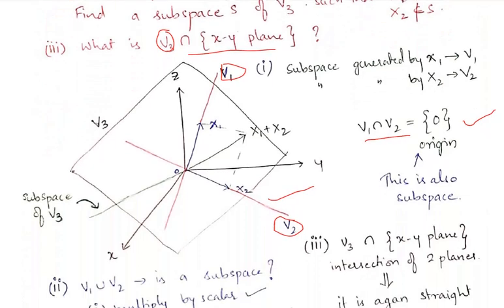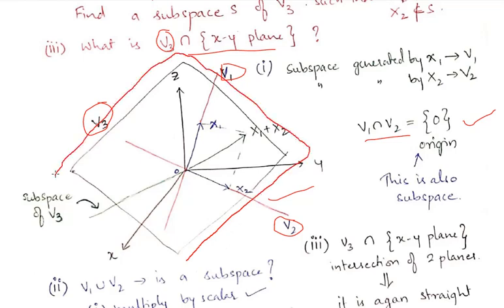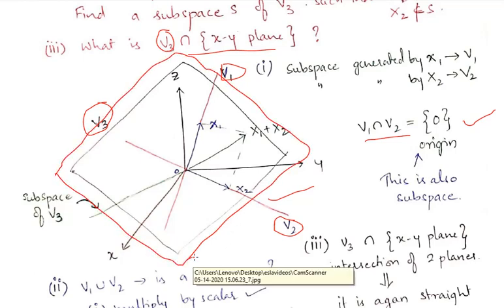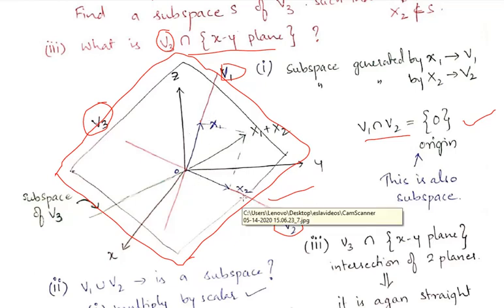So V3 is the subspace generated due to X1 and X2, and see, this is the plane which will consist of these two vectors. It's three-dimensional. Try to imagine it as a slanted plane, where only these two vectors will be lying on that plane. So this is V3.